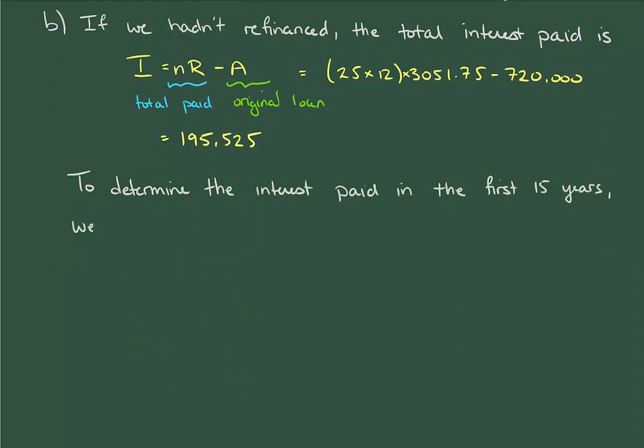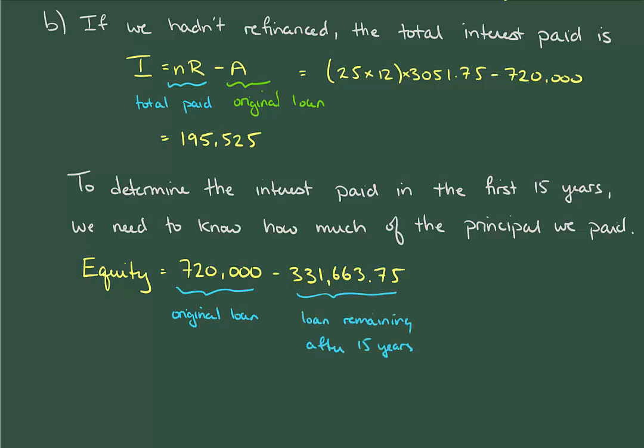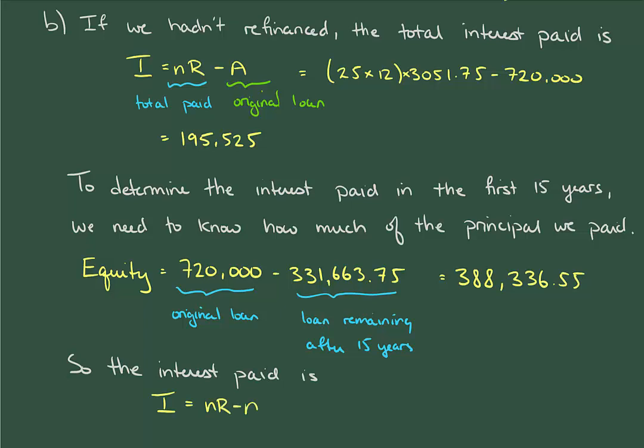Now for the interest paid in the first 15 years, we need to know how much of the principal we paid off, namely what is our equity in the house. The equity is the difference in the original loan value and what we still owe on the loan after 15 years. The original loan is $720,000, we still owe $331,000, so our equity is about $388,000. The interest paid is the same as the calculation above, except we only made 180 payments at $3,051.75.